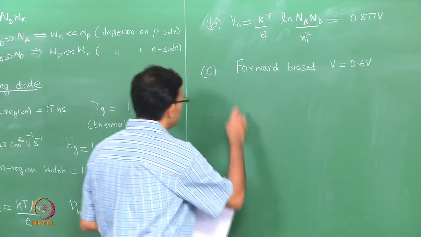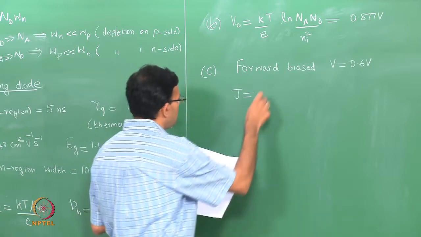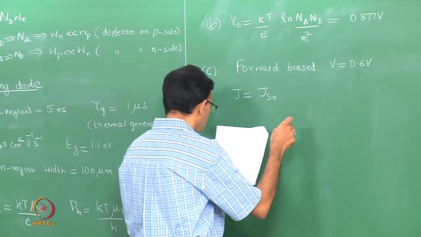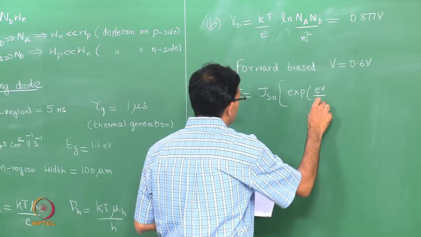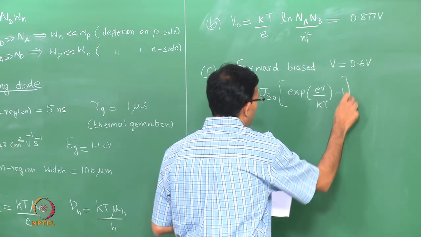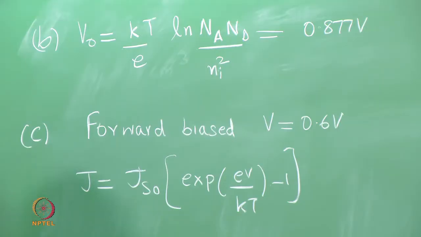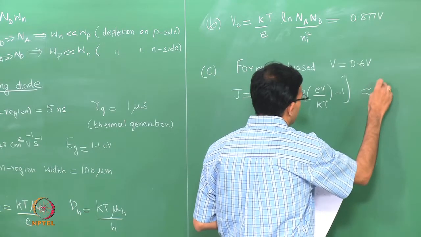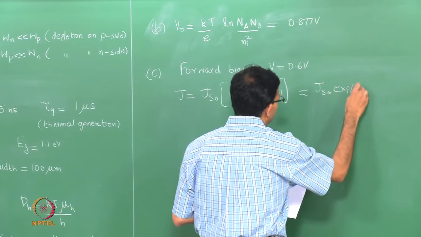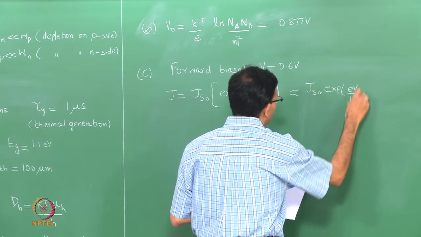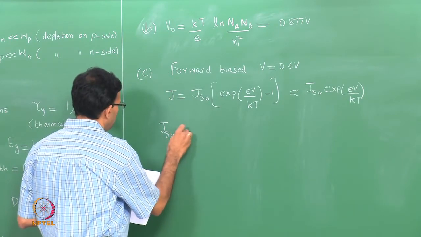In this particular case, the current density is given by a constant J_S0 times exponential eV over kT minus 1. Usually the exponential term is much higher than 1, so this can be written as J_S0 exponential eV over kT. J_S0 is your reverse saturation current.